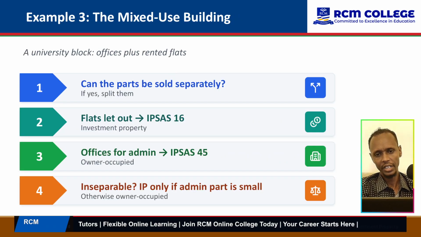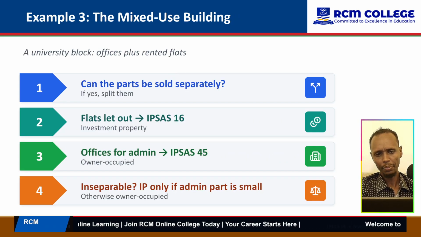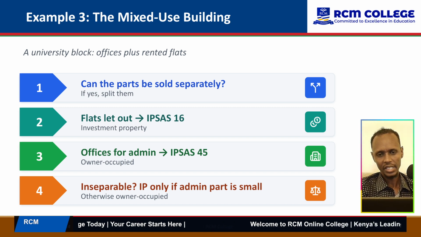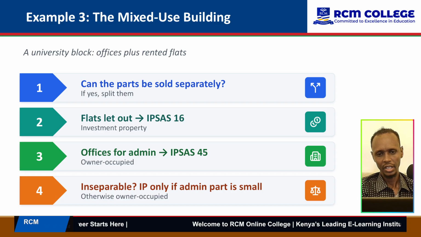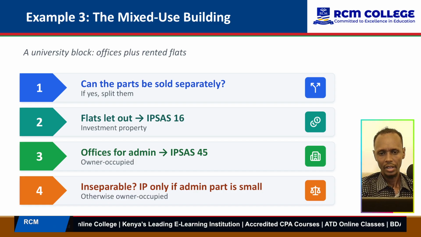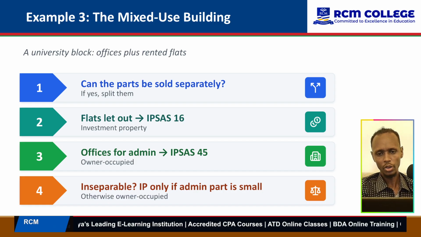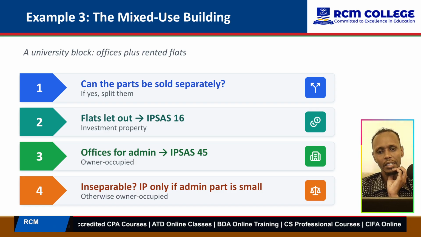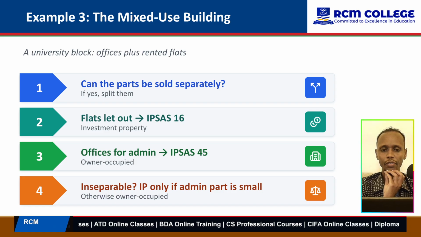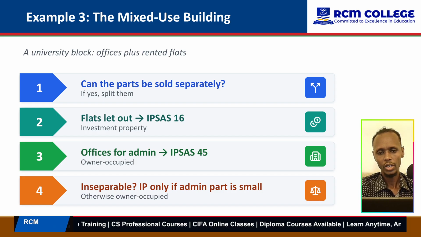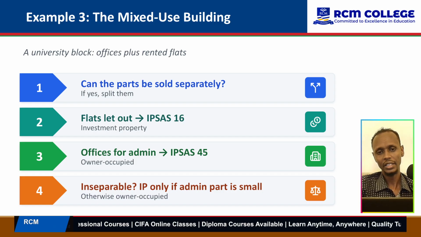The mixed use building. Can the parts be sold separately? If yes, split them. Flats let out, IPSAS 16, investment property. Office for admin, owner occupied property, and you apply IPSAS 45. Inseparable, investment property only if the administration part is small. But if you can separate the floors, then one floor is investment property, the other floor is property, plant and equipment.